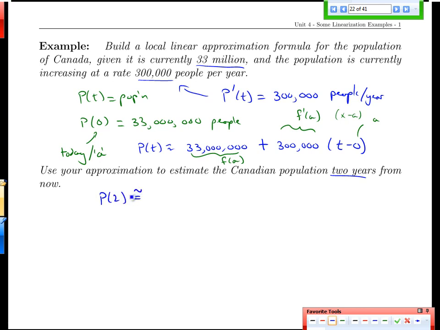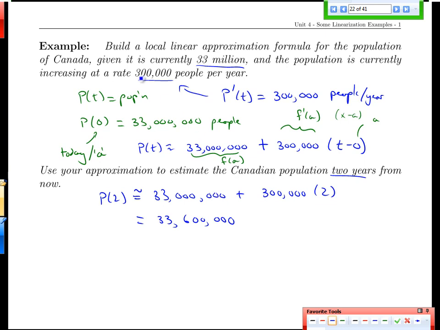P of 2 is going to be approximately 33 million plus 300,000 people per year times how many years? Times 2 years. So 33,600,000.